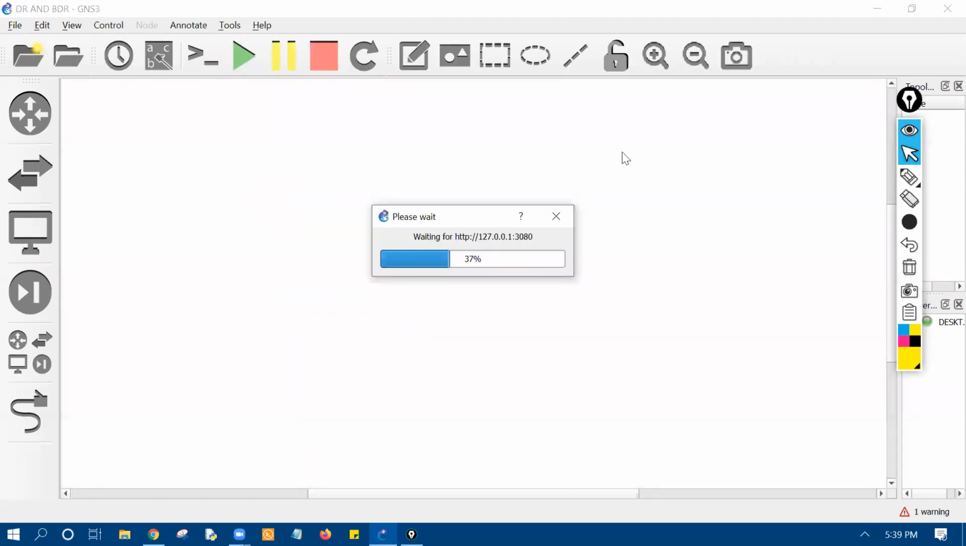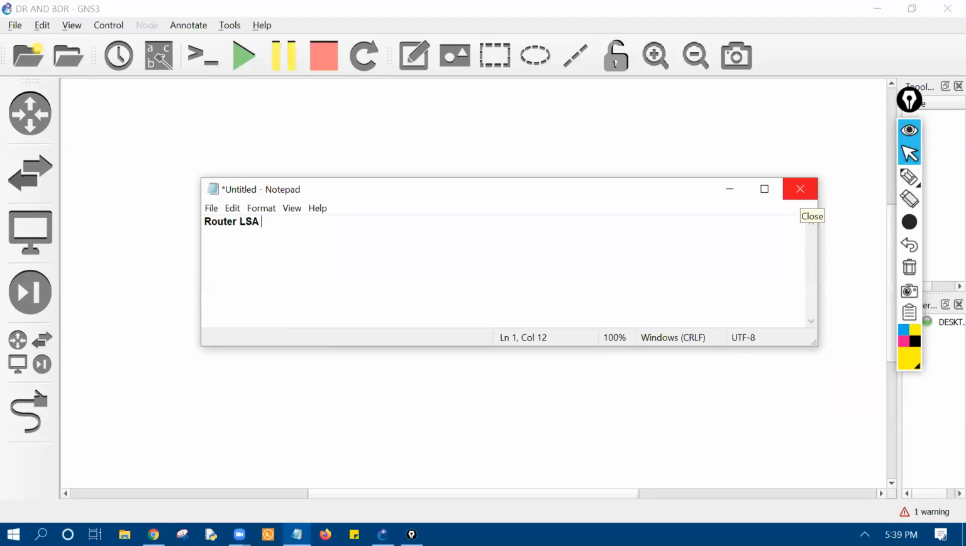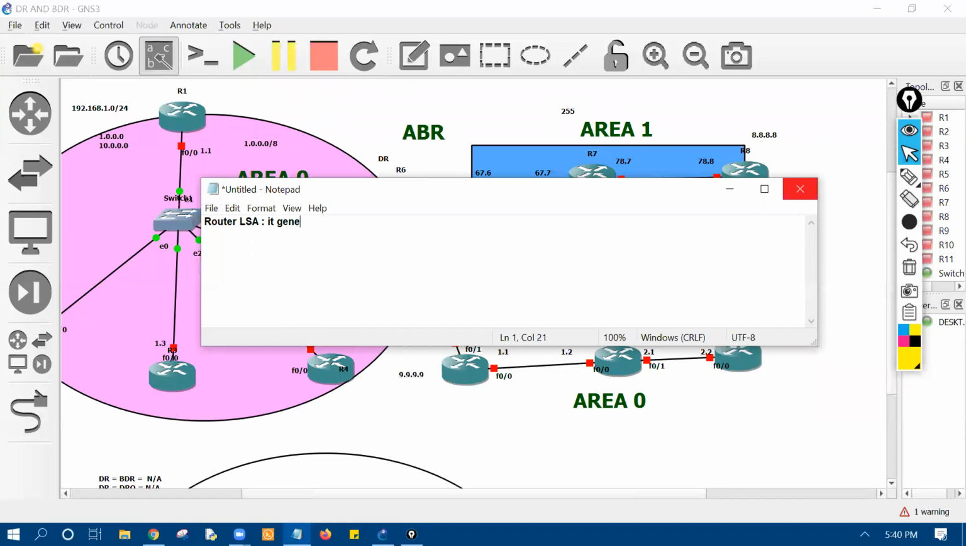Okay, so in the last classes we have discussed the router LSA and the network LSA, right? The router LSA is advertised by the router, generated by every router, and it contains information about how many links are connected to me. Then we have the network LSA, the type 2 LSA, and the router LSA is a type 1 LSA.